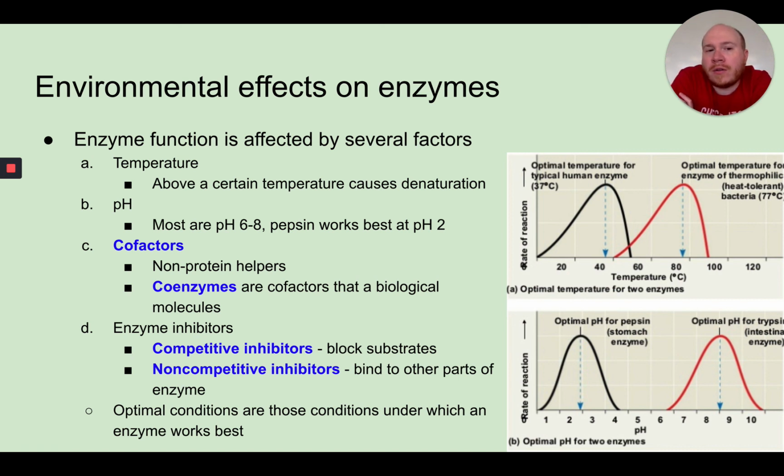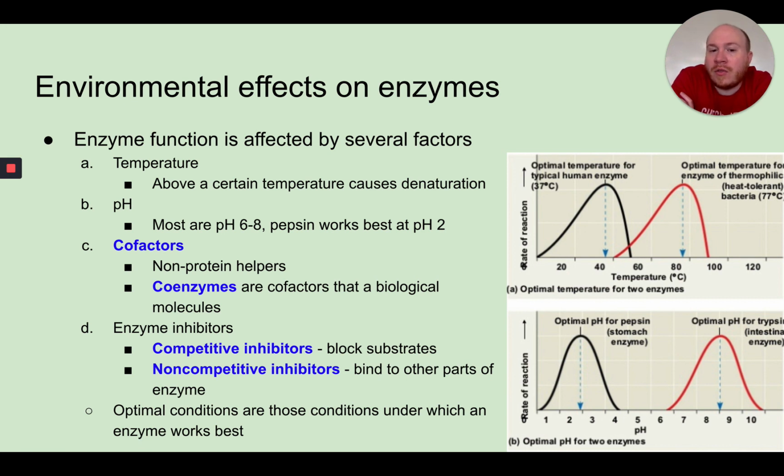And then we have what are called enzyme inhibitors. There are competitive inhibitors. They block the substrates. And then non-competitive inhibitors, they bind to other parts of the enzyme. A competitive inhibitor is going to block an activation site by sitting in it. A non-competitive inhibitor is going to stick to some other part of the enzyme and change its shape so that the substrate can no longer stick into it and process it.